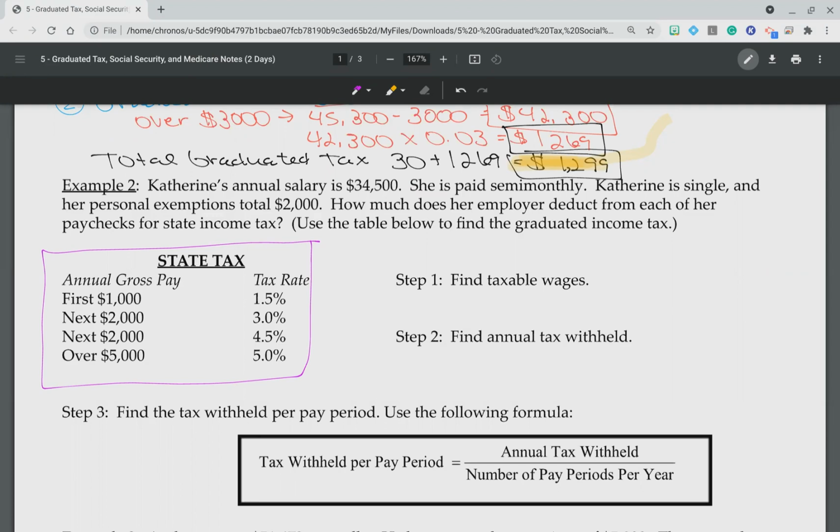All right, first step, just like before, would be to find her taxable wages. So we take her annual salary and we subtract her exemptions, because remember, exemptions are not taxed. And I get $32,500. So that's the amount that she is taxed on. Okay, so now we're going to go ahead and look at this graduated income tax table.